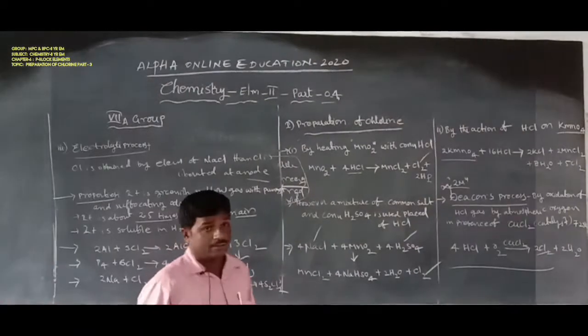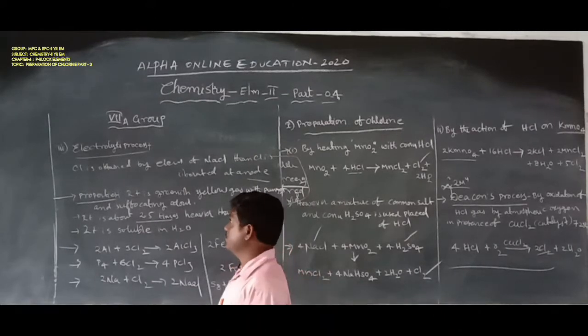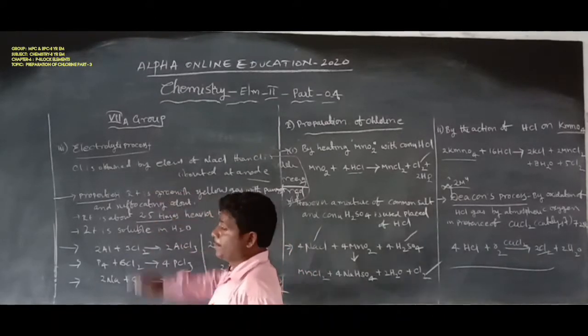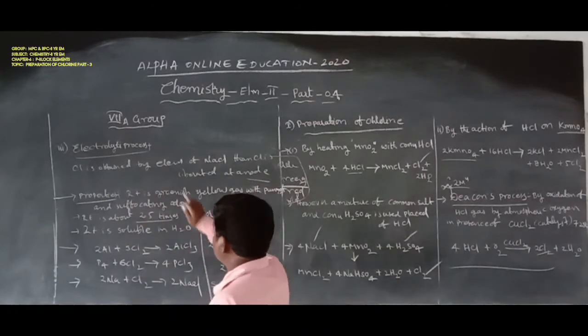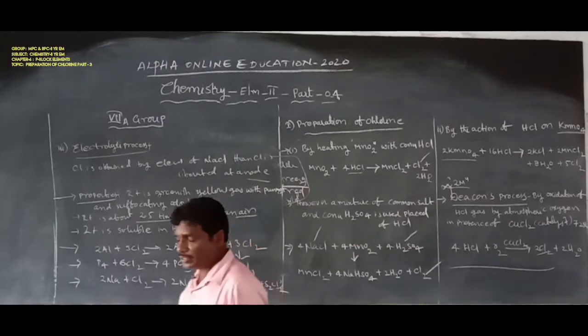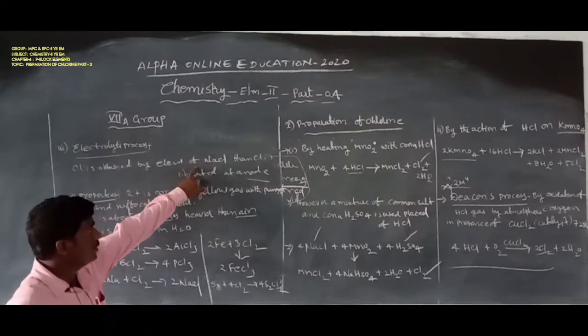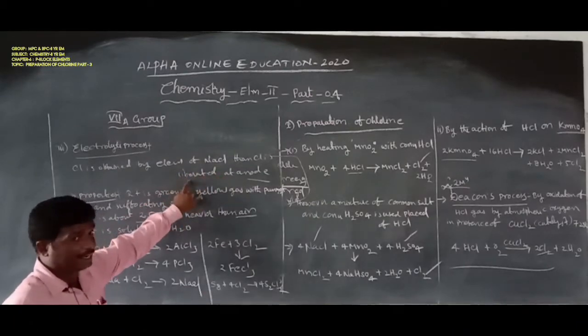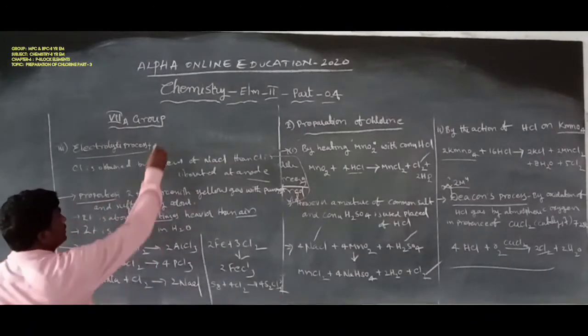The third method is the electrolysis process. Chlorine is prepared by the electrolysis process. Chlorine is obtained by the electrolysis of the brine solution, also known as sodium chloride solution. Then chlorine is liberated at the anode.